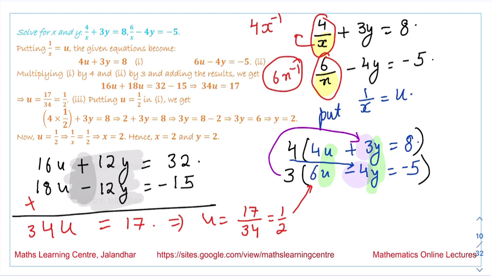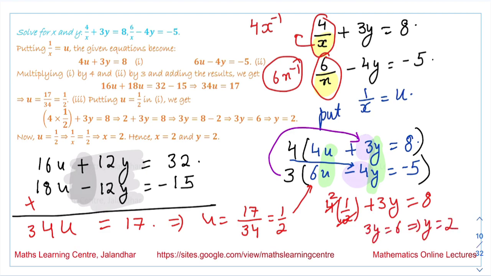Suppose we are substituting in the first equation. So it is 4 into 1 by 2 plus 3 into y is equal to 8. So 3y is equal to 6, and the value of y we get is 2. Now the answers that we have are u is equal to 1 by 2 and y is equal to 2, and these are the answers for these equations over here.